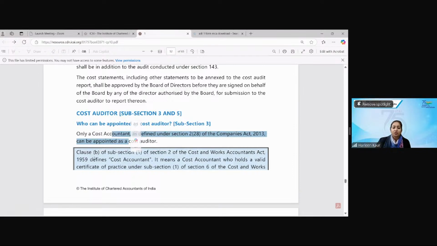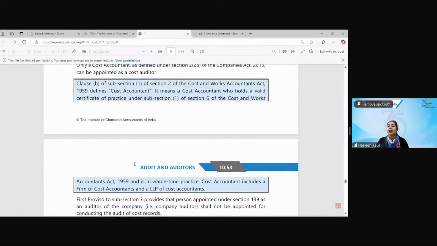Section 2, subsection 1, clause B of Companies Act says, of the cost and works accountant. See, they're saying section 2, subsection 28 defines who is a cost accountant. So who is a cost accountant who has been defined under the Cost and Works Accountant Act. It means a person who is holding a valid certificate of practice under ICAI and is into whole-time practice. It also includes the firm of cost accountants and LLP of cost accountants.